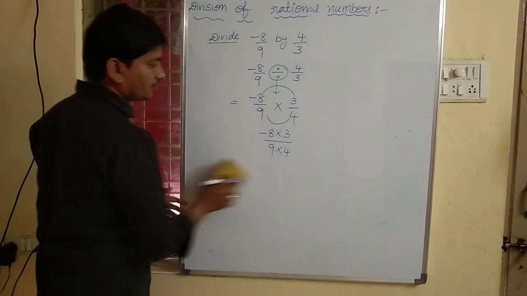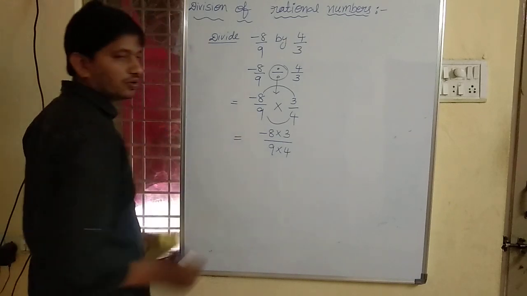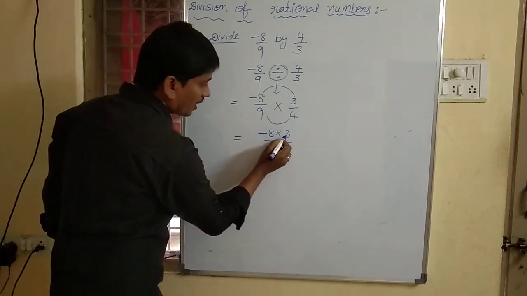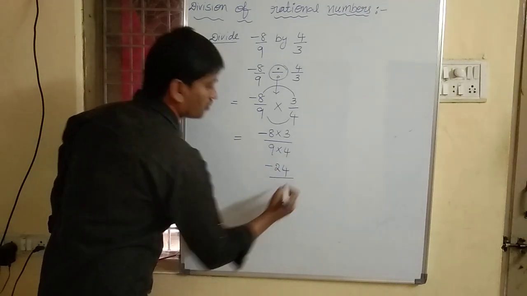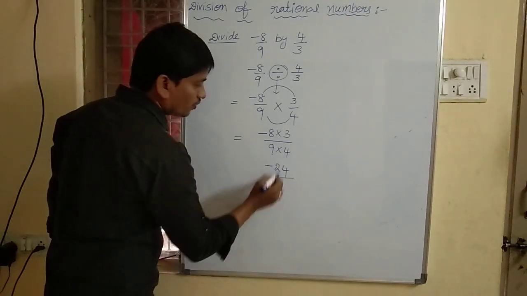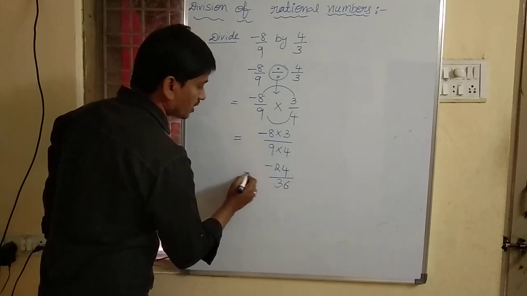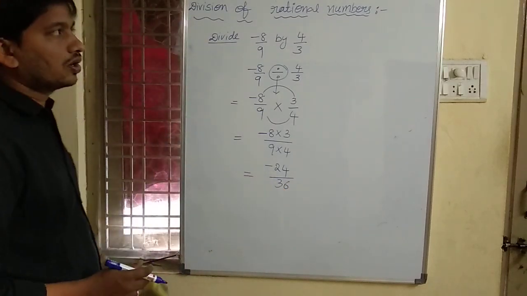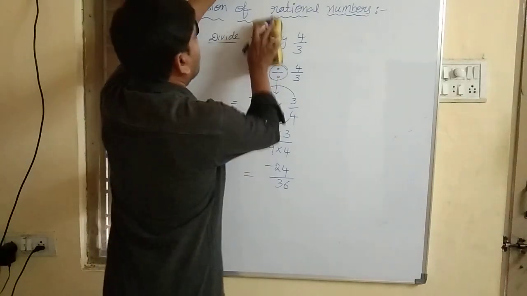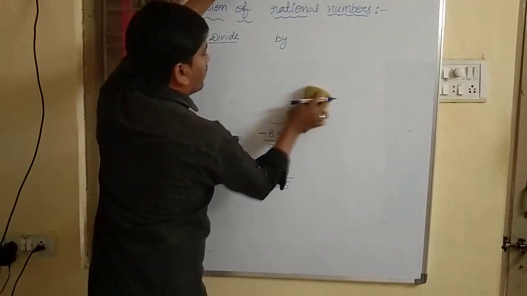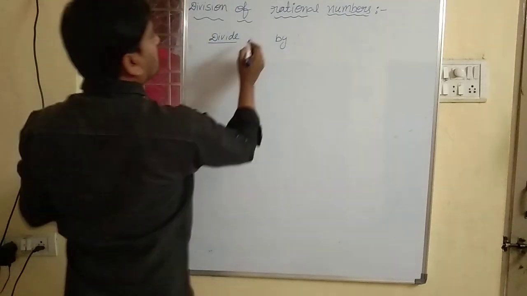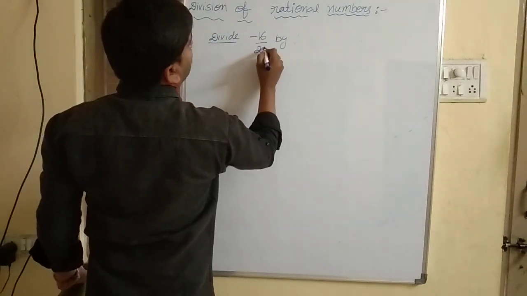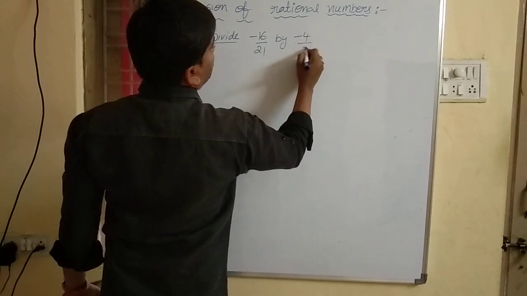So 8 into 3. 8 3s are how much? 24. So this is minus 8 and this is plus 3, which is minus 24 by 9 into 4. 9 4s are 36. Okay, let us divide one more. Divide minus 16 by 21 by minus 4 by 3.